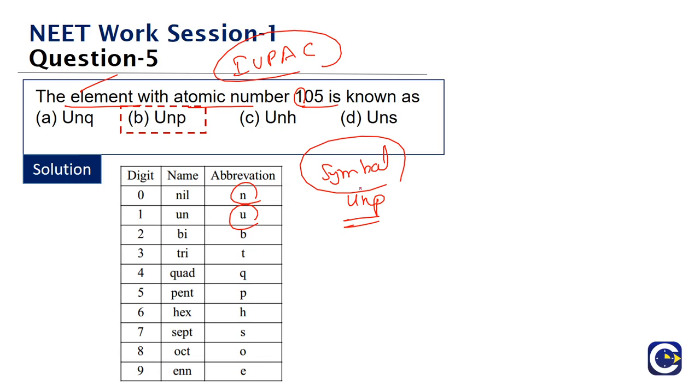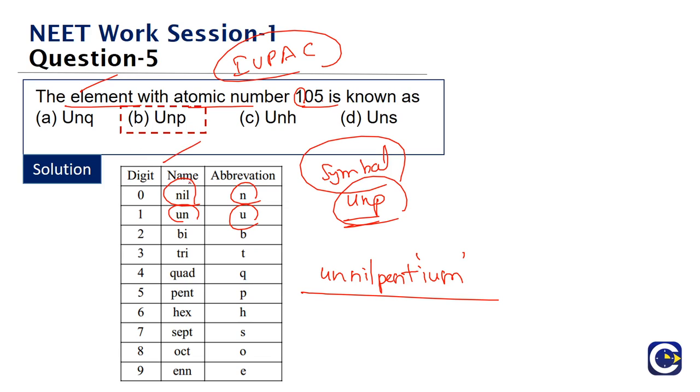But if you have to give the name, we have to look at these name letters. The first digit is 1, so 1 will be un. The second digit is 0, so 0 will be nil, unnil. And the third digit is 5, so pent. And we have to end this name with IUM. So what is the name for this element going to be? Unnilpentium, but the symbol will be UNP. For this element the symbol will be UNP. And if you have to give the name, it will be unnilpentium.